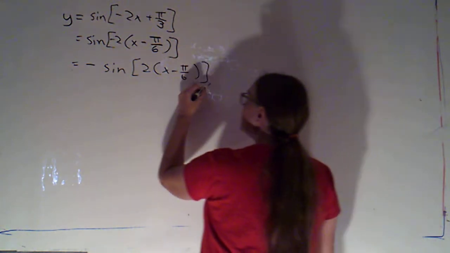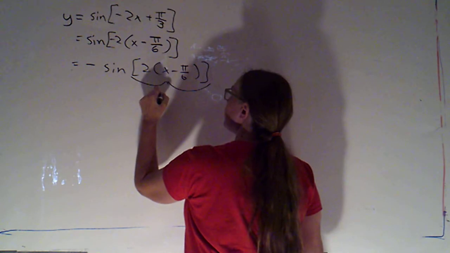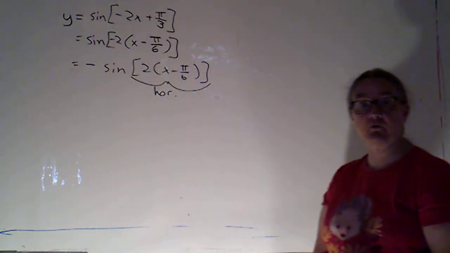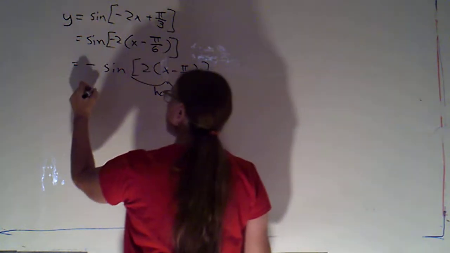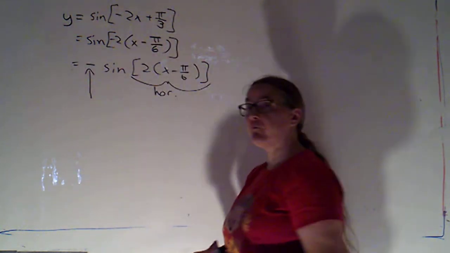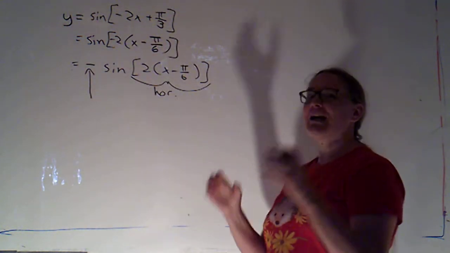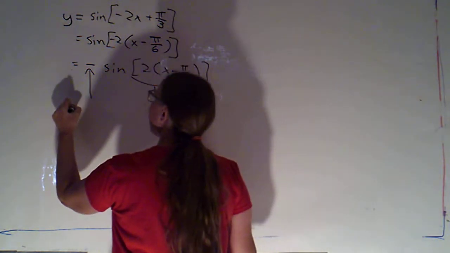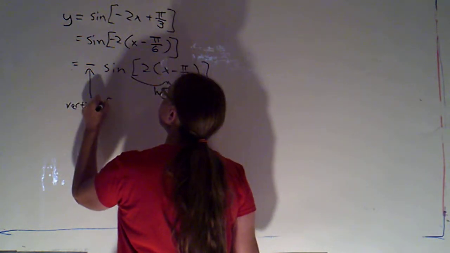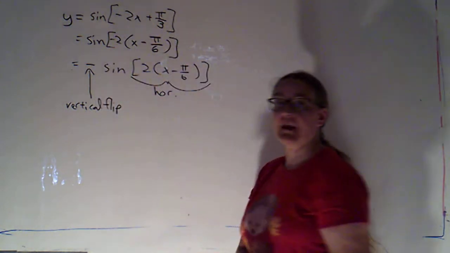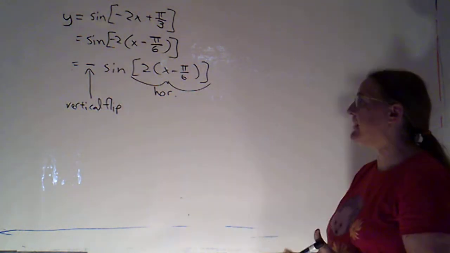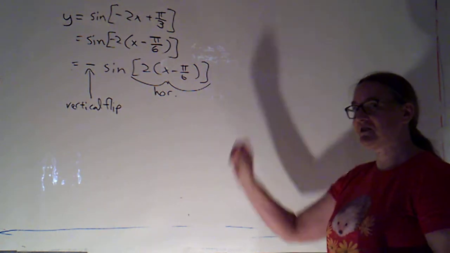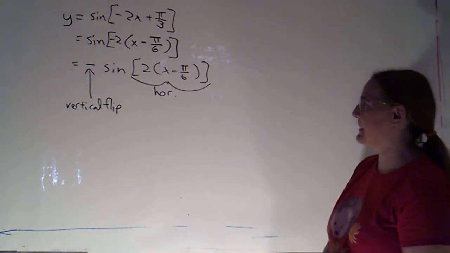Now, all of this stuff is affecting my input. That's going to affect the graph horizontally, but by putting that negative sign in front, I'm multiplying by -1 after I plug into sine. That's going to do a vertical flip. Okay. So it doesn't change the value of the high, the middle, and the low y values, but it does change the path we follow in connecting them.